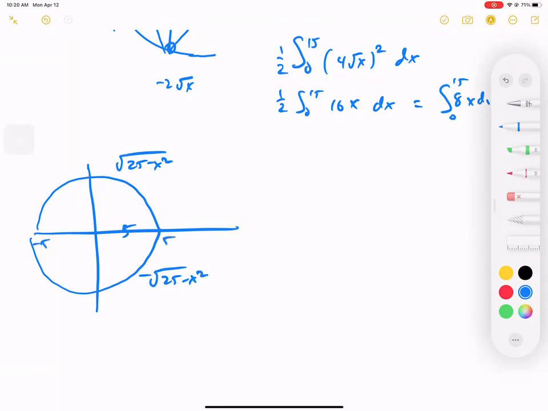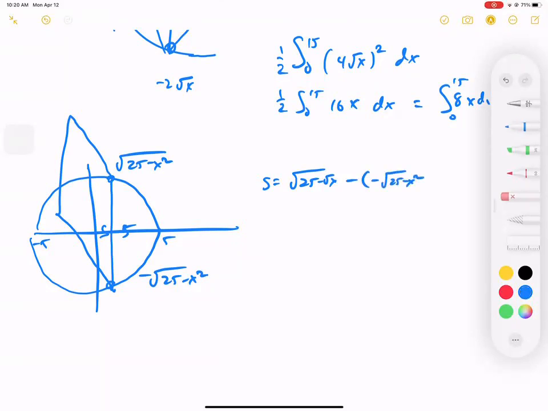The cross sections are going to be squares whose bases run from the semicircle, the top and the bottom, which is actually a full circle now. Find the volume of the solid. So one shape here is going to be a square, where the top to the bottom is my S. S is equal to the square root of 25 minus x squared, minus negative square root of 25 minus x squared. We can rewrite this as S equals 2 square root of 25 minus x squared.